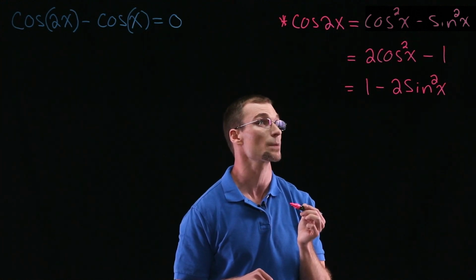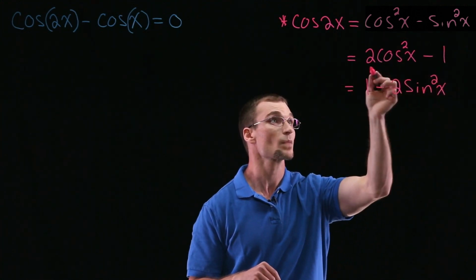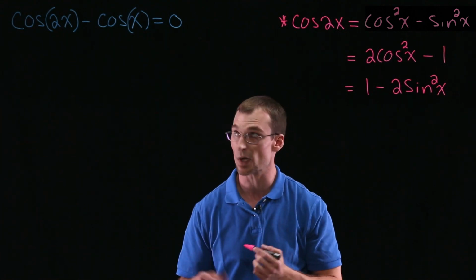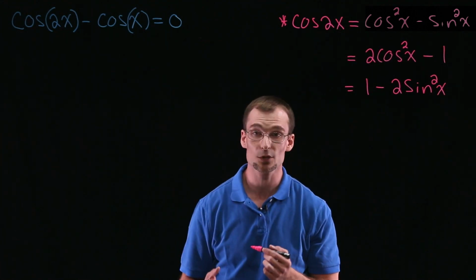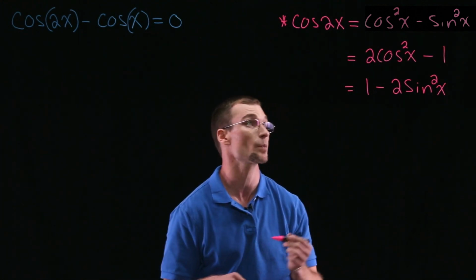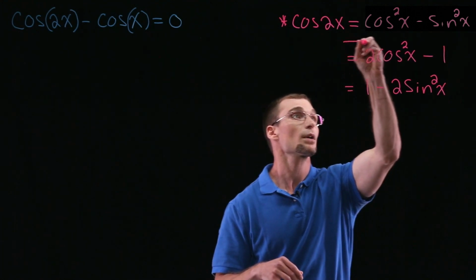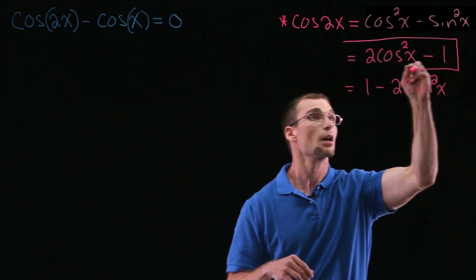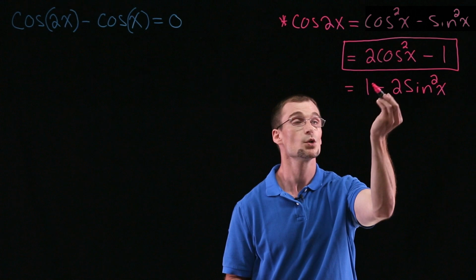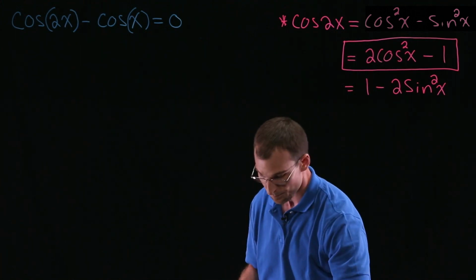Well, it looks like the middle, if we have 2 cosine squared minus 1, would give us a cosine squared term. With our cosine, looks like we'd end up with a quadratic in cosine, which we know how to factor from algebra. So it looks like our winner is going to be the middle one. Cosine 2x is equal to 2 cosine squared x minus 1.